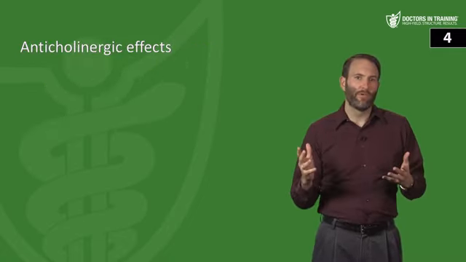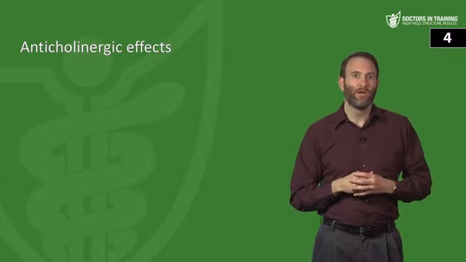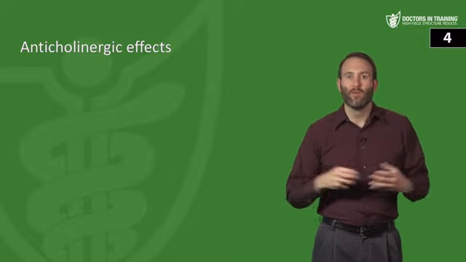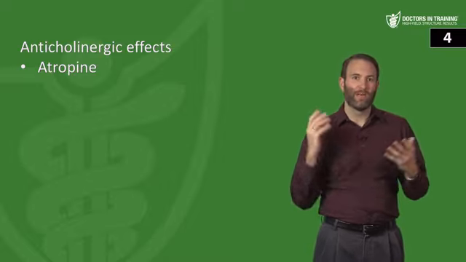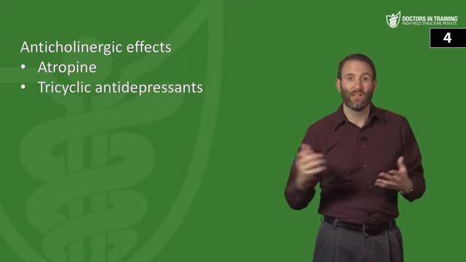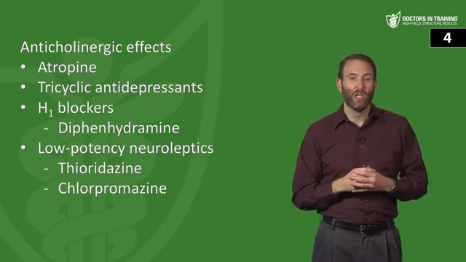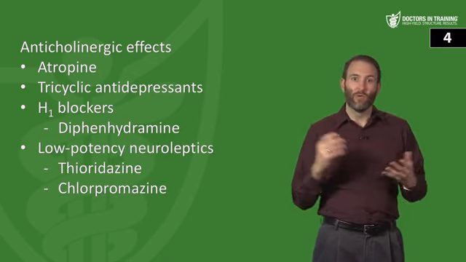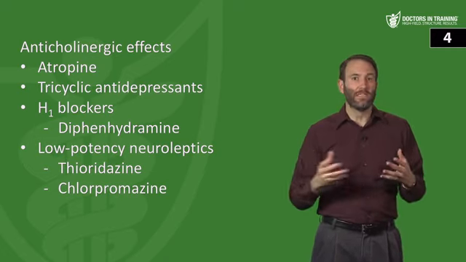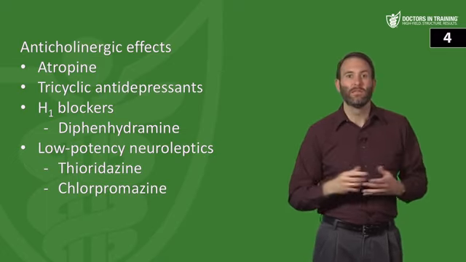More specifically, you might want to refer to these as antimuscarinic side effects, but we call them anticholinergic all the time. There are lots of different drugs that can have these side effects. Remember, these effects will dry you up. Atropine is sort of the prototype anticholinergic drug. But there are other drugs that have this side effect. Think of the TCAs, the tricyclic antidepressants. The H1 blockers like diphenhydramine have this side effect. Low potency neuroleptics like thioridazine and chlorpromazine. So you really shouldn't give these drugs to patients that have delirium or dementia or any BPH or problems with urinating or with any ileus.